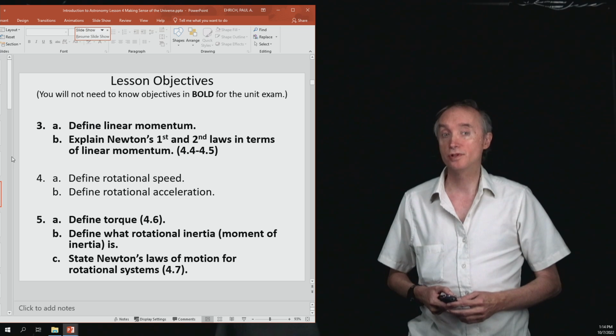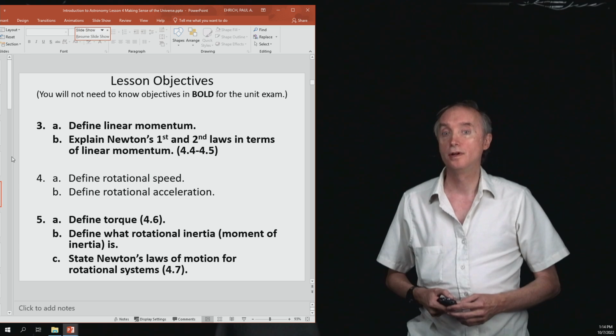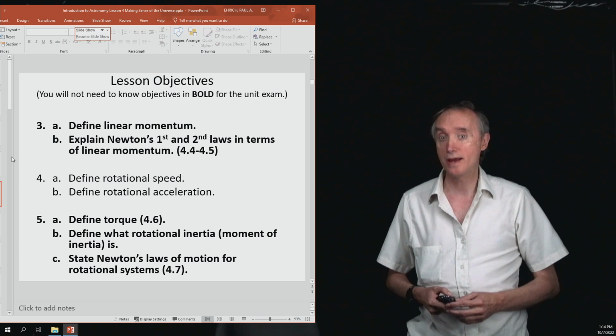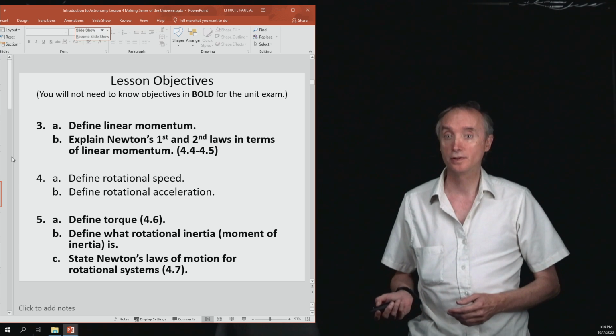Then we're going to go into rotational systems, and we're going to define what a rotational speed is and a rotational acceleration. And then we're going to define what the analog to force is when something is rotating, and that turns out to be torque. And then we're going to find out what the analog to mass is for a rotating system, and that's going to be the moment of inertia. And then we're going to restate Newton's laws of motion in terms of rotating systems.